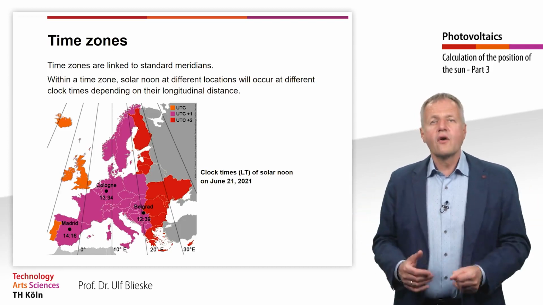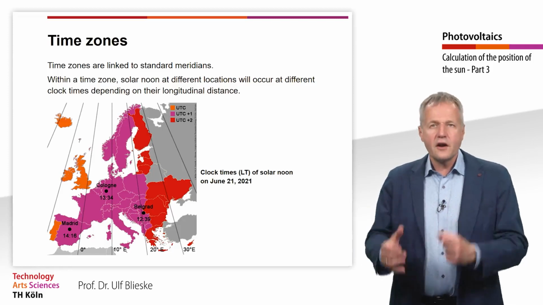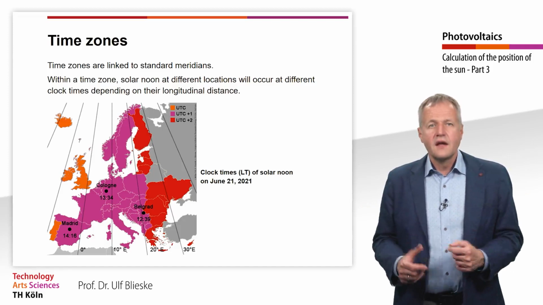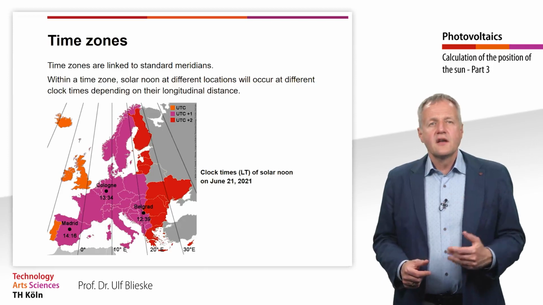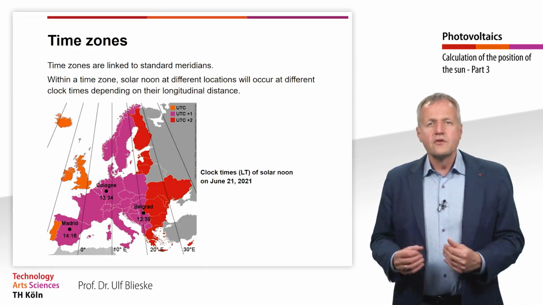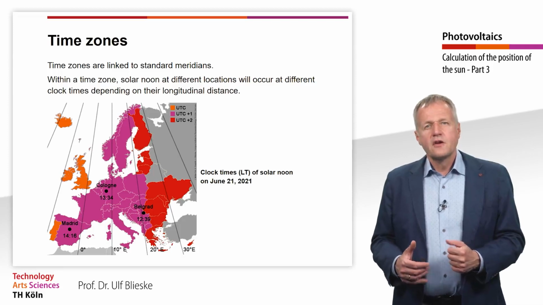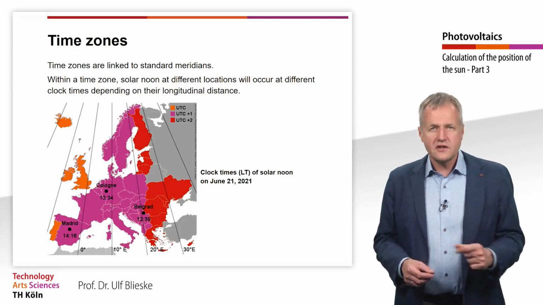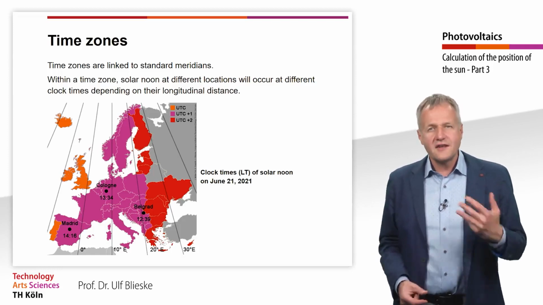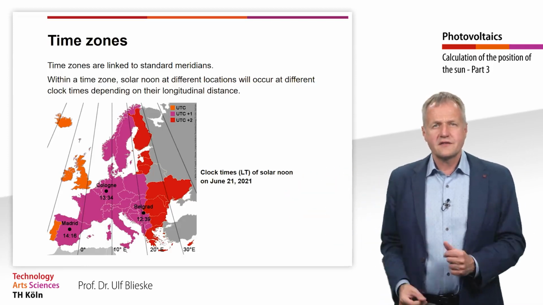Within a time zone, solar noon at different locations will occur at different clock times depending on their longitudinal distance. In the map, the Central European Summertime, CEST, solar noon of different cities are shown for June 21st, 2021. Solar noon was 12:39 in Belgrade, 13:34 in Cologne and 14:16 in Madrid. The CET time zone has a very large east-west extension.